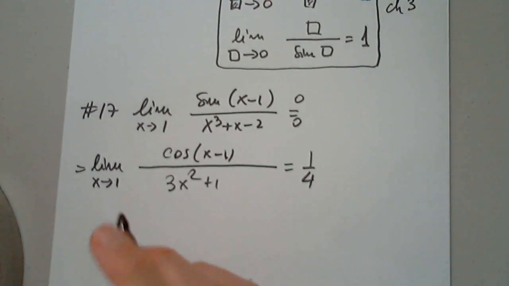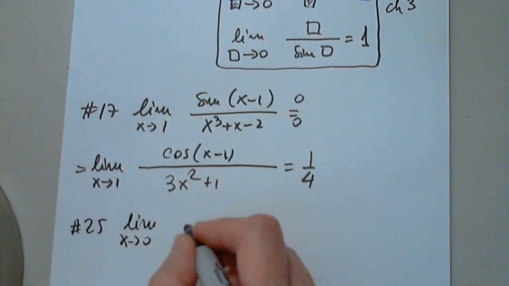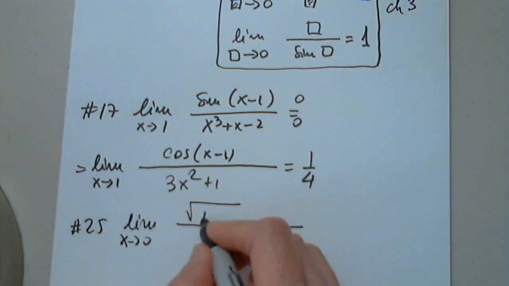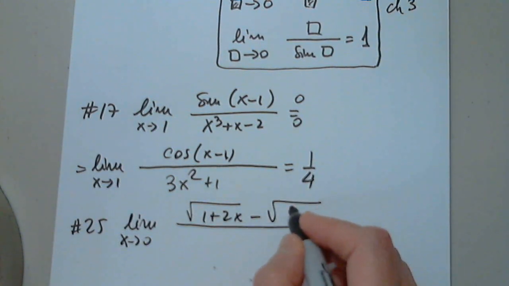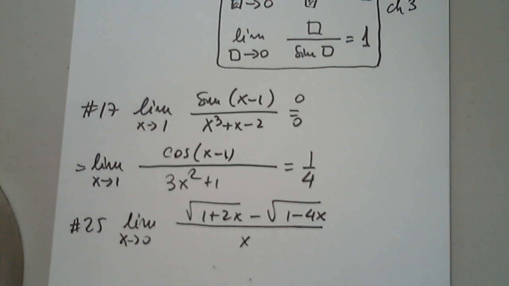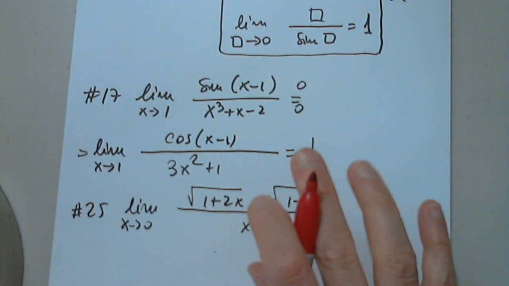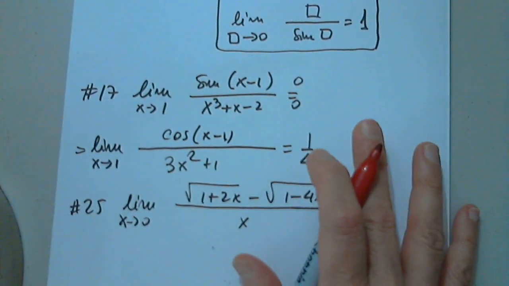Okay, let me copy it. So limit as x approaches 0, the square root of 1 plus 2x minus the square root of 1 minus 4x divided by x. Anyone remember what we did before we studied L'Hopital's rule on this one? Yes, we would rationalize the numerator. Okay. Now let's see how this works with L'Hopital's rule.